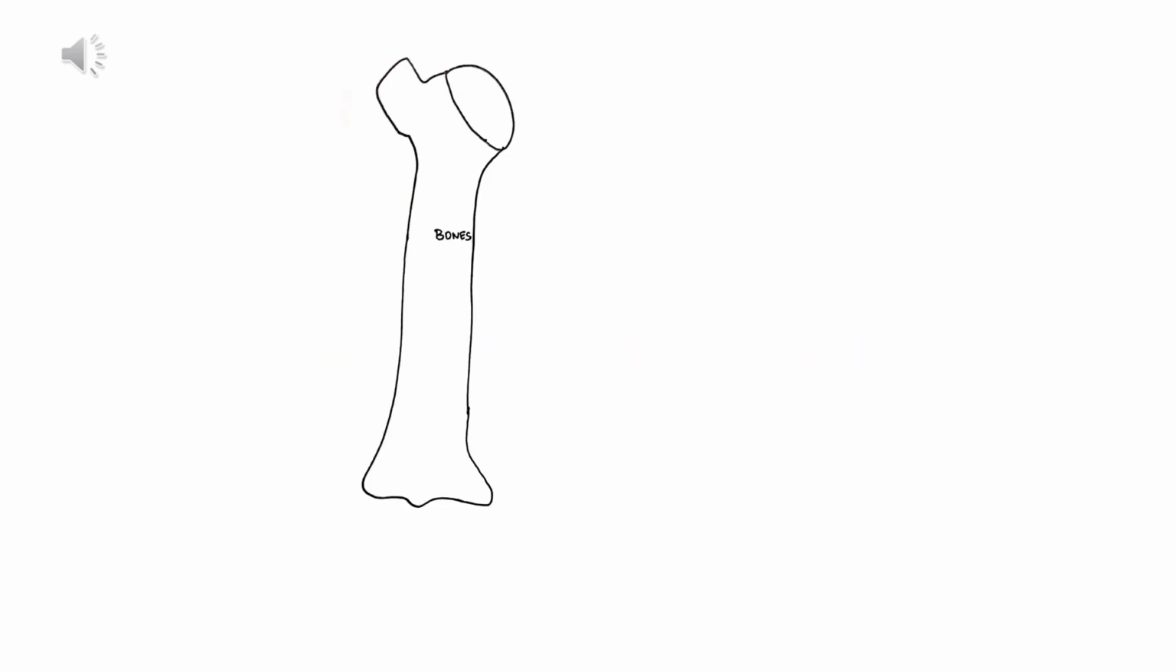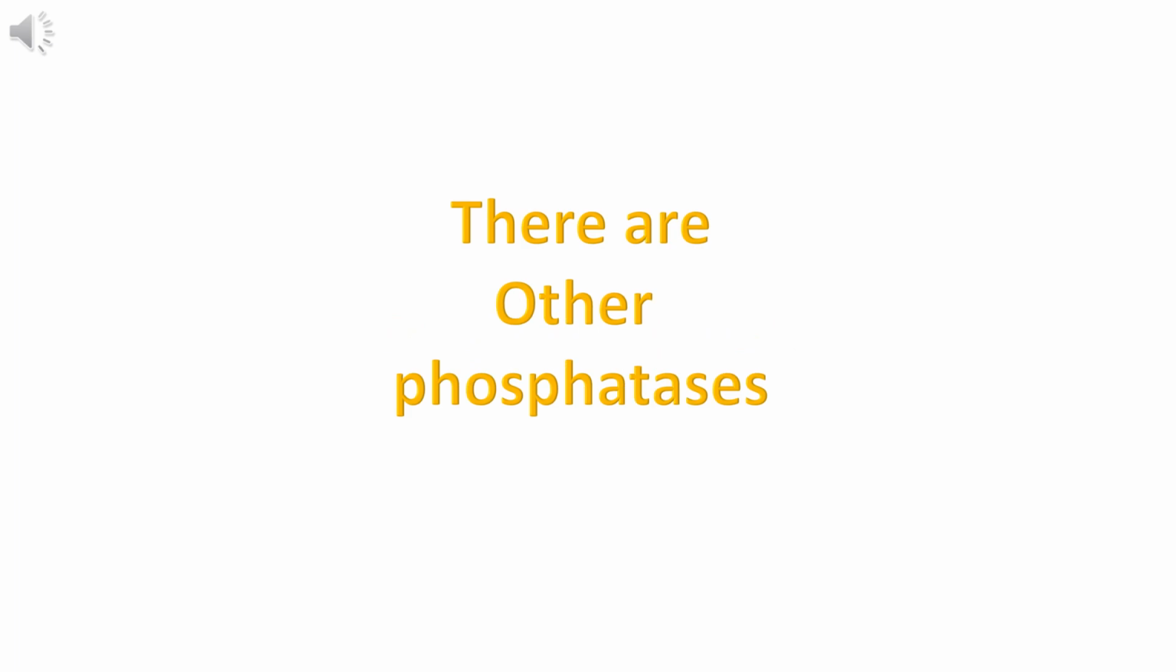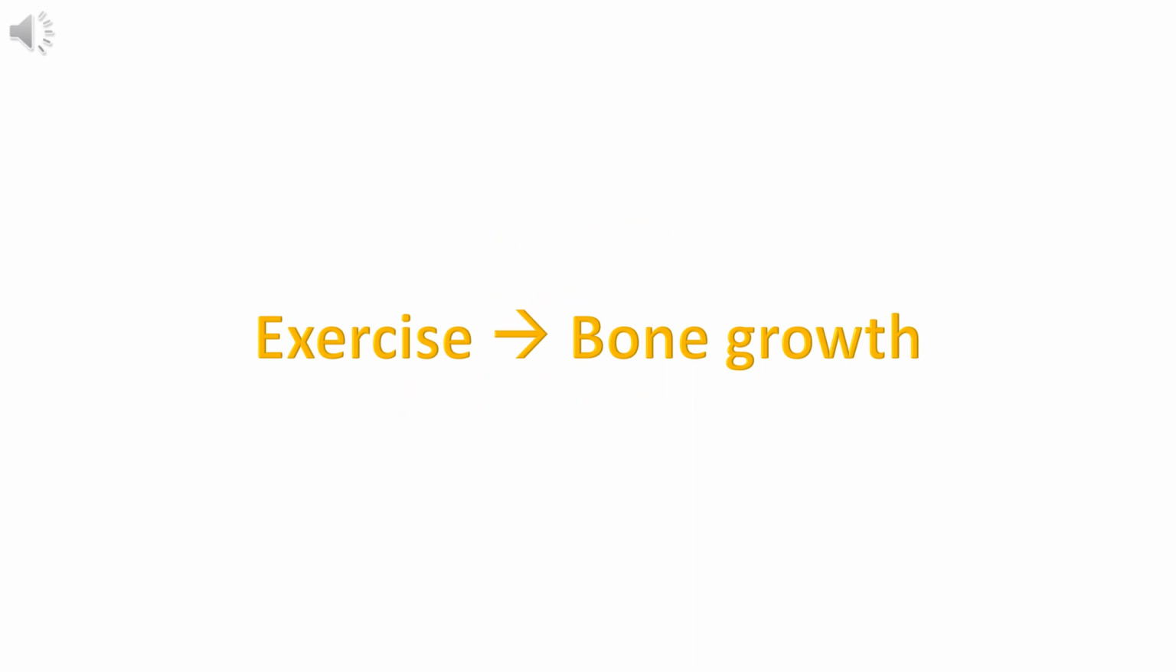In bone, it may contribute to mineralization by cutting out phosphate groups from complex molecules. The placenta in pregnancy produces a lot of ALP for bone growth of the fetus. ALP also gets secreted when there is a decreased phosphate level in the body. ALP is not the only phosphate group removing enzyme. So it is interesting that exercise causes increased ALP if bone growth occurs.